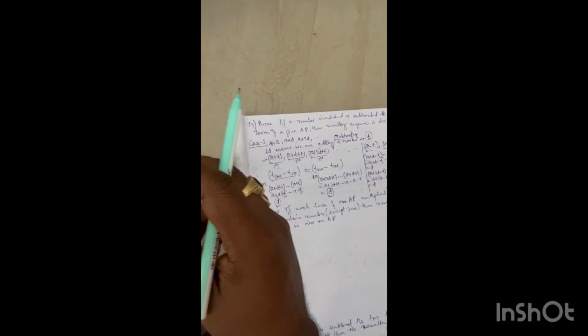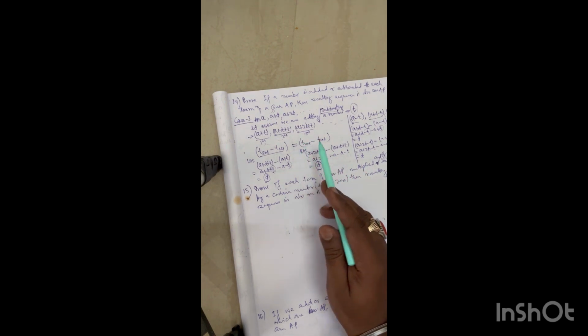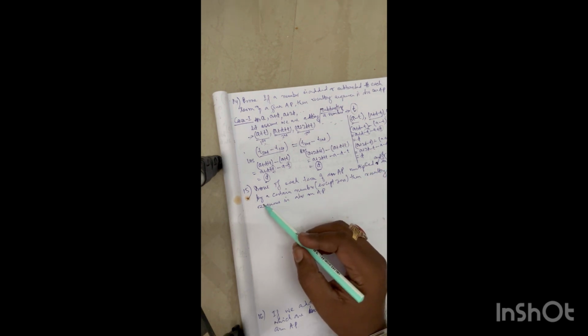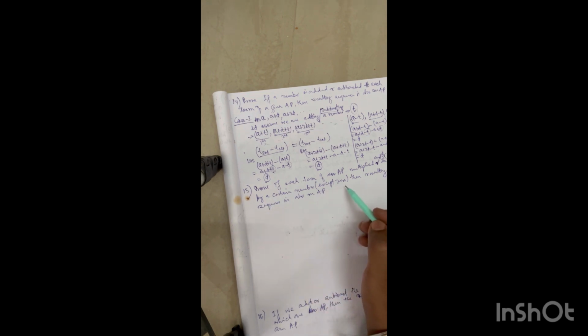Okay. Now I will move to the next problem. I hope you can see it, but still I am reading it for you. Prove if each term of an AP is multiplied or divided. Now, instead of adding or subtracting, the second one is saying if we multiply or divide all the terms of an AP by a certain number except 0.